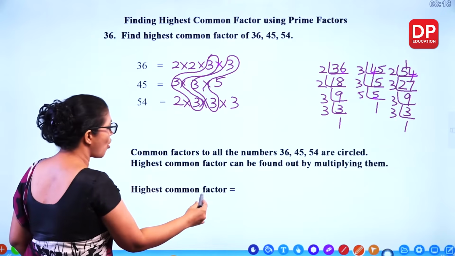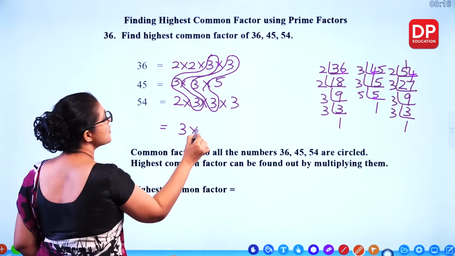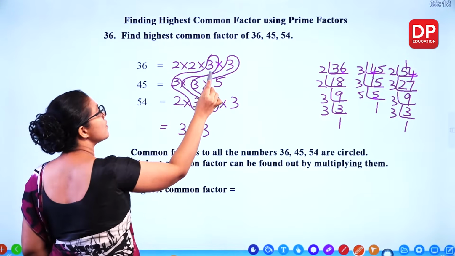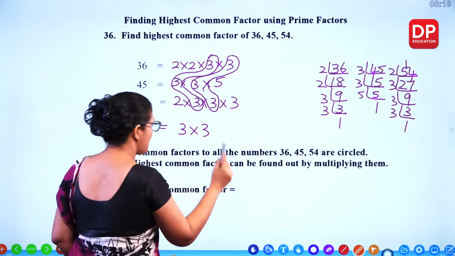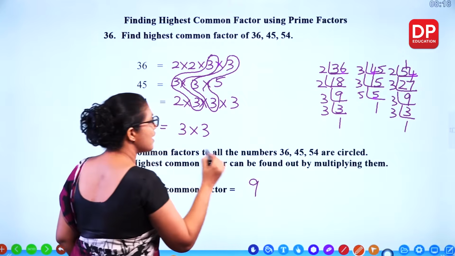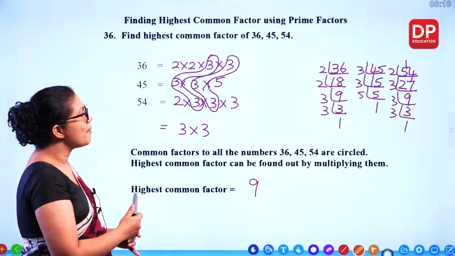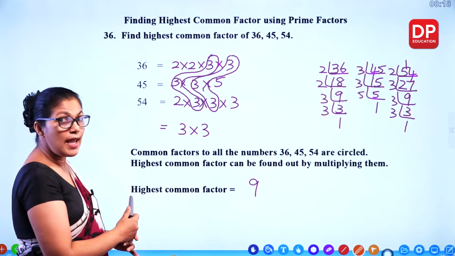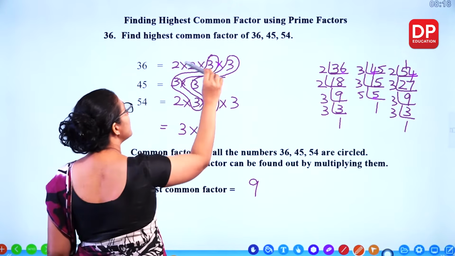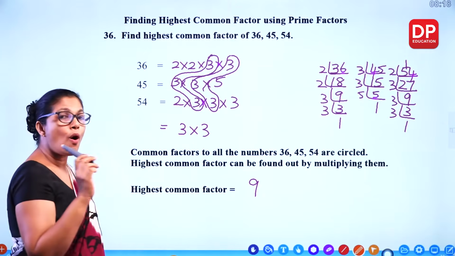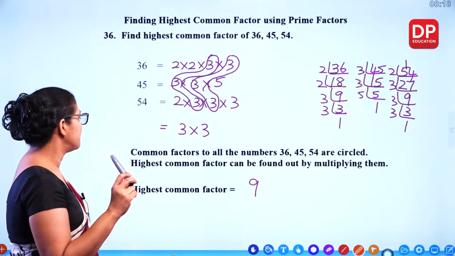So for the highest common factor, we take 3 times 3. You get 3 common twice. So 3 times 3, that's 9. So how do we find the highest common factor? Using this way. You find the prime factors separately and see what the common ones are for all the numbers, and then you multiply those.